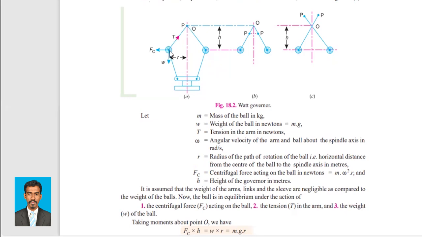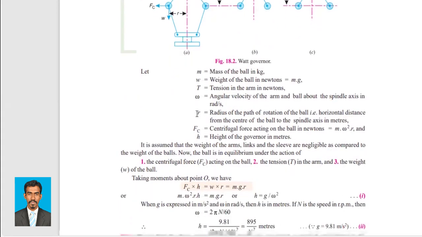1. The tension on the arm. 2. The weight of the ball, which is acting downwards. 3. The centrifugal force, which is acting horizontally outwards. So based on the action of these three forces, this ball is in equilibrium. Now we will try to resolve this to find the answer for FC, or centrifugal force.